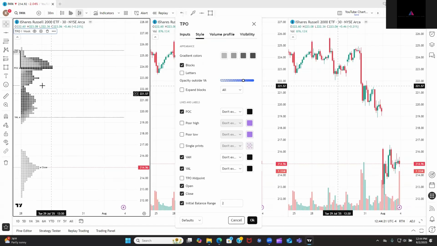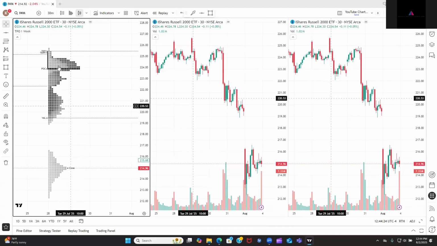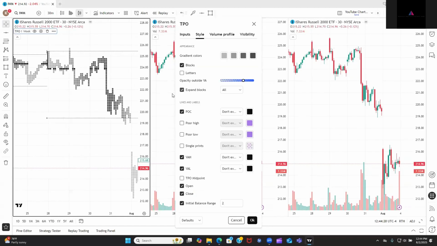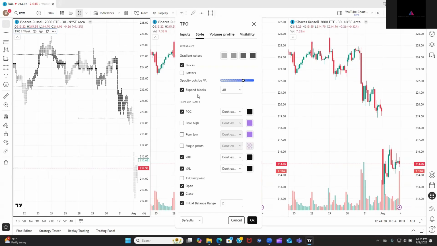If you uncheck it, it'll just show you the standard way of looking at it. So again, I like to have them all expanded so I can look at liquidity. The next setting is POC, which is point of control, which is basically the darker color in the middle. That's just telling me where the most contracts or the most activity of that week, because we're looking at a weekly TPO, where was that traded? At which price point?